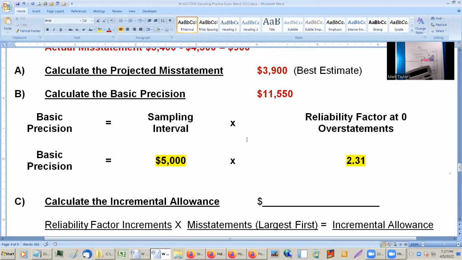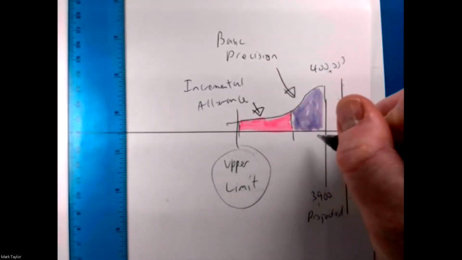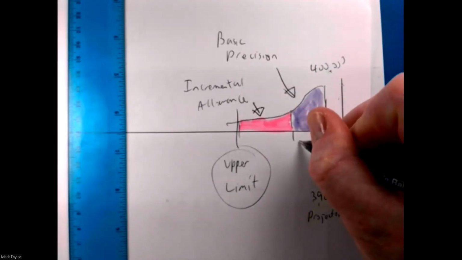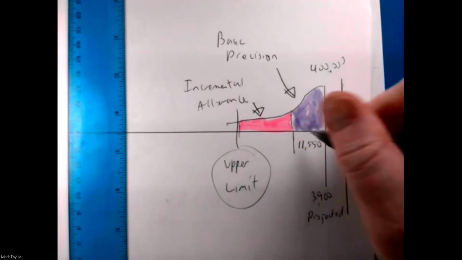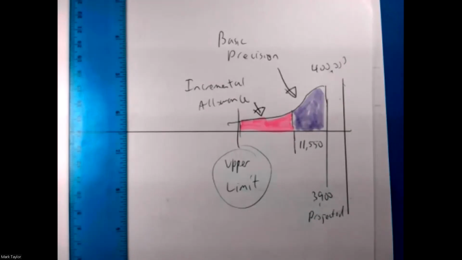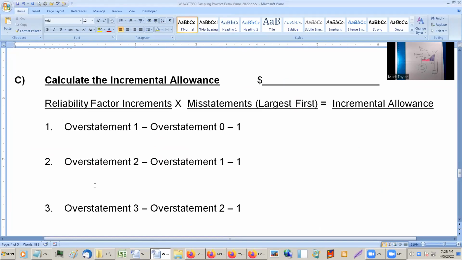Okay, so going back to here, even if there were no errors found, it could still be up by 11,550 more because it's a sample. We didn't take 100%. Okay, incremental allowance, the craziest thing you'll ever see in your life.